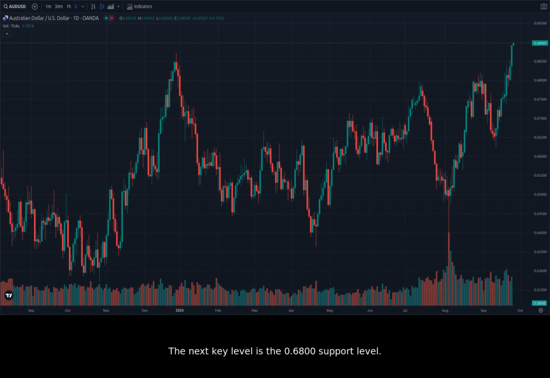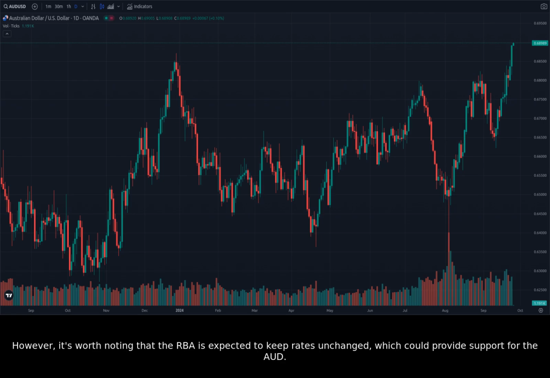The next key level is the 0.6800 support level. This level has acted as support in the past. If the price breaks below this level, it will be a bearish signal. However, it's worth noting that the RBA is expected to keep rates unchanged, which could provide support for the AUD.